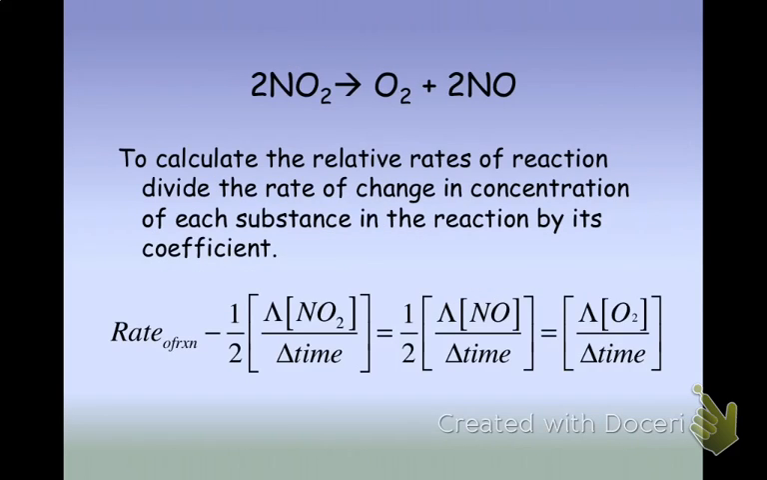So we can calculate the relative rates of reactions, and all you need to do is divide. First you find the rate, that's the change in concentration divided by the change in time. To find the relative rate, all you do is divide by the coefficient of each reactant and product in the balanced equation. So the relative rate for the equation above is -1/2 times the change in concentration of NO2 divided by the change in time, which equals 1/2 the change in concentration of NO over the change in time, which also equals the change in concentration of O2 over the change in time.